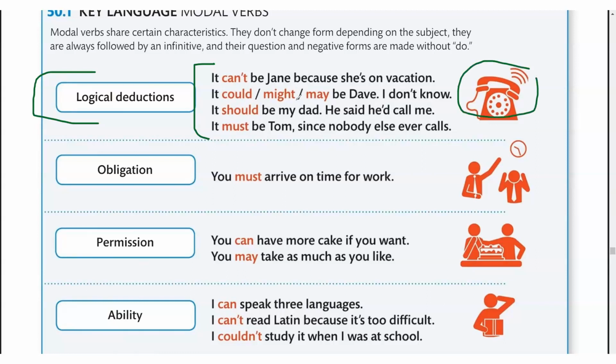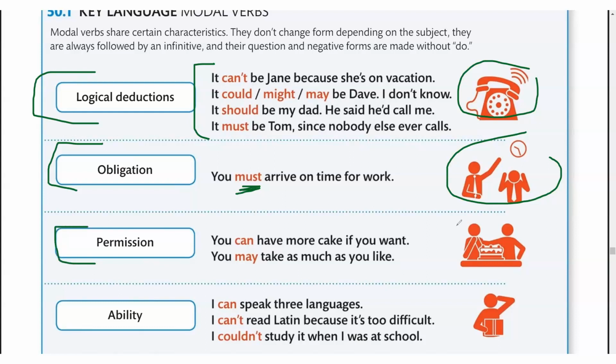Okay. Obligation. Again, we have the pictures to help us with the situation. You must arrive on time for work. So if your boss tells you that, it's an obligation. He's not giving you a choice. So when you use must, make sure that you're trying to convey the idea that it's an obligation.